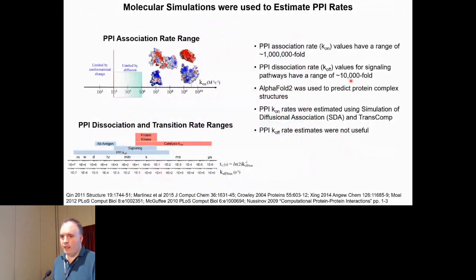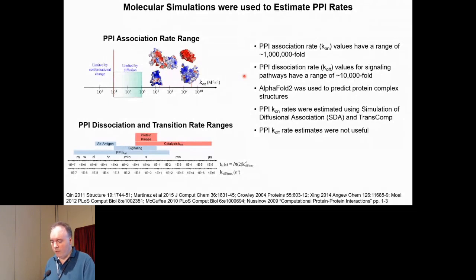I mentioned at the beginning that we need 2 types of data. In addition to the protein abundance values, we need the K-ons and K-offs and K-cats. The K-on range is depicted here. It's roughly a range over 1,000,000-fold. Depicted right here is the K-off range for signaling pathways. It's roughly a range of 10,000-fold.